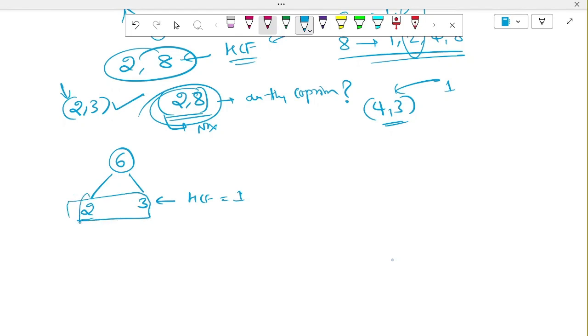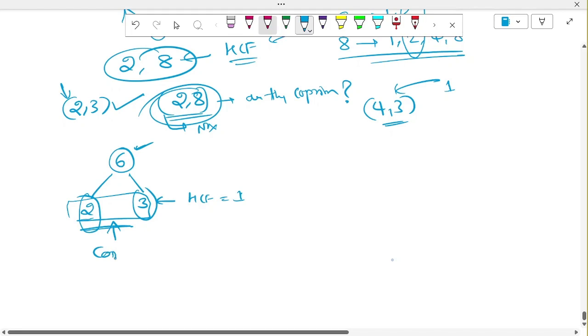Now if the number is divisible by 2 and 3, then I can clearly say that the number is divisible by 6, because these both are co-prime numbers. That is the requirement for these two numbers. Now take another simple example. You take 12.